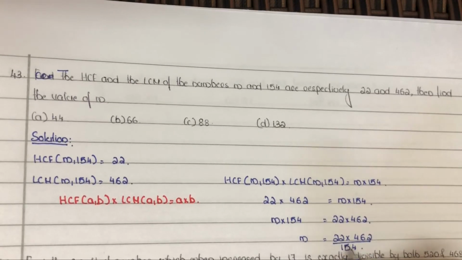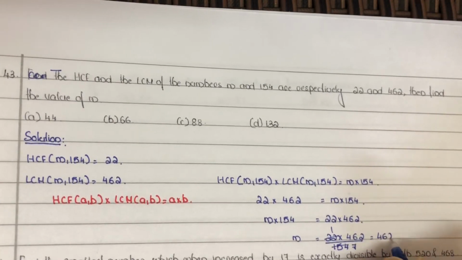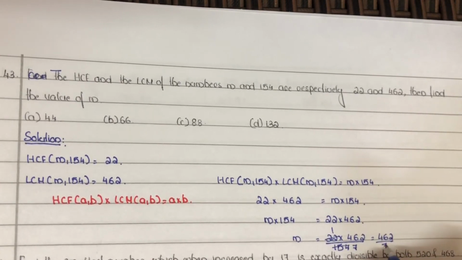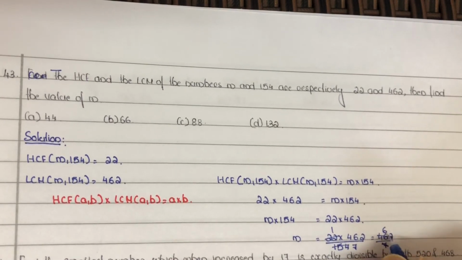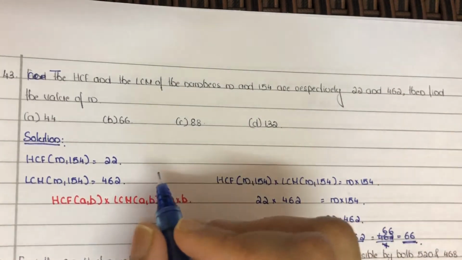22 into 7 is 154. So you can cut it 7 equal to 462 by 7. 6 42, again 42 6. So answer is 66. Value of m is 66. Option B.